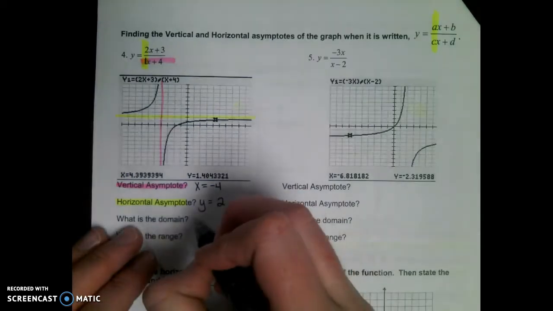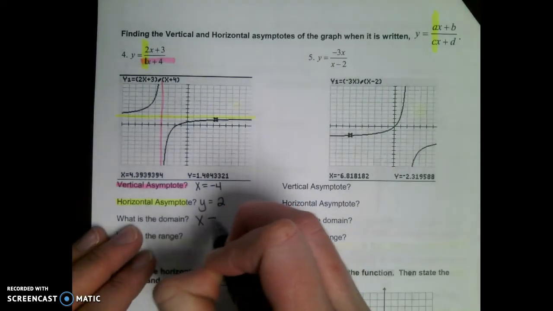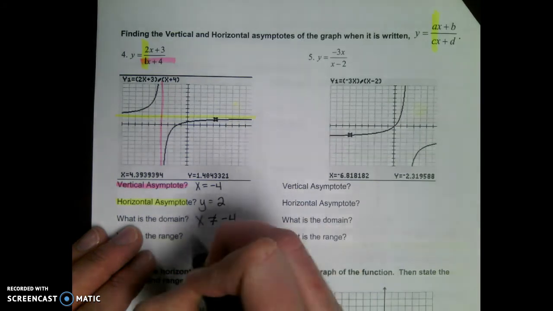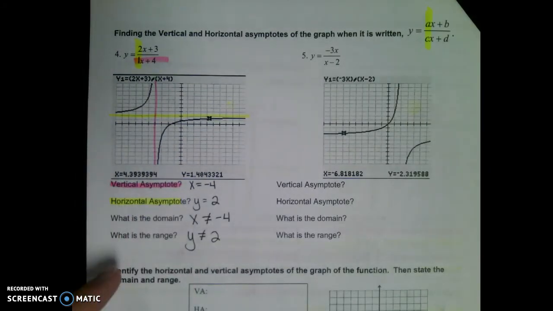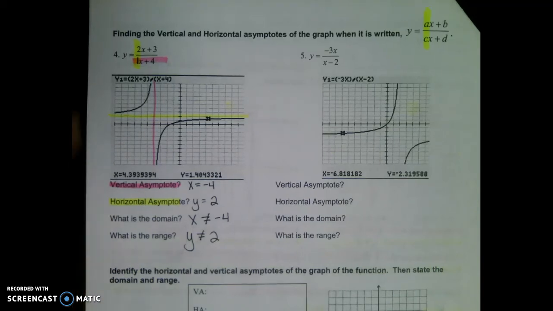The domain is tied to the vertical asymptote. X can't equal negative 4. Y can't equal 2. So that stuff from the first page is still the same. The only difference of this type is that the horizontal asymptote is the coefficients of the x's from the numerator and the denominator. So I want you to try number 5 on your own.